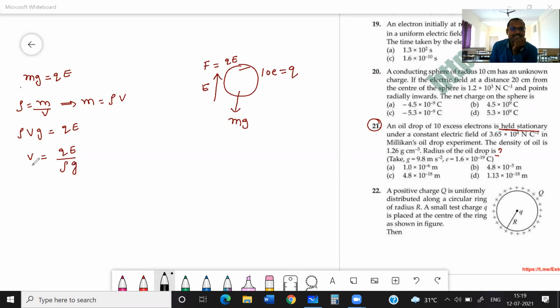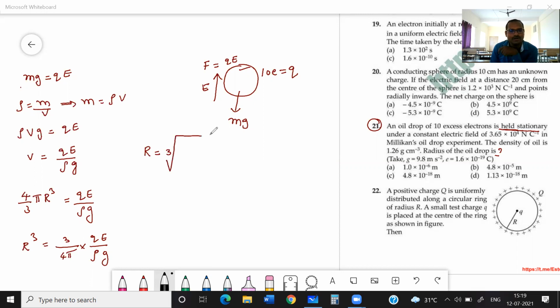And as we know, the solid sphere volume can be written as 4 by 3 pi r cube, which is equal to qE by rho g. Then r cube can be written as 3 divided by 4 pi into qE by rho g. Clear, students? Then what is the R value? Taking the power 3 to the other side, it will become the cube root of 3qE divided by 4 pi rho g.